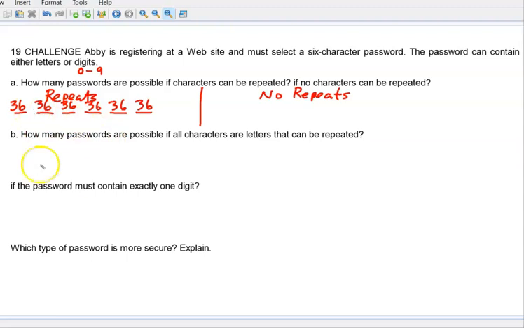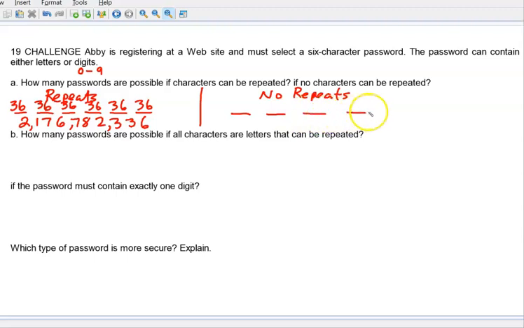And that is a pretty big number, so let me write that down for you. If I wrote that down correctly, we're looking at 2,176,782,336.